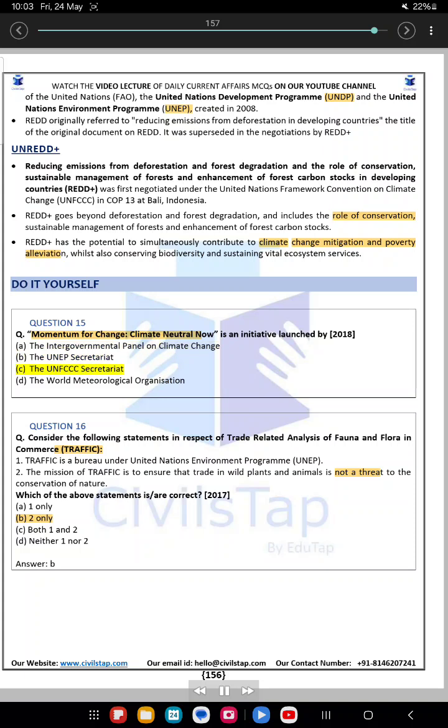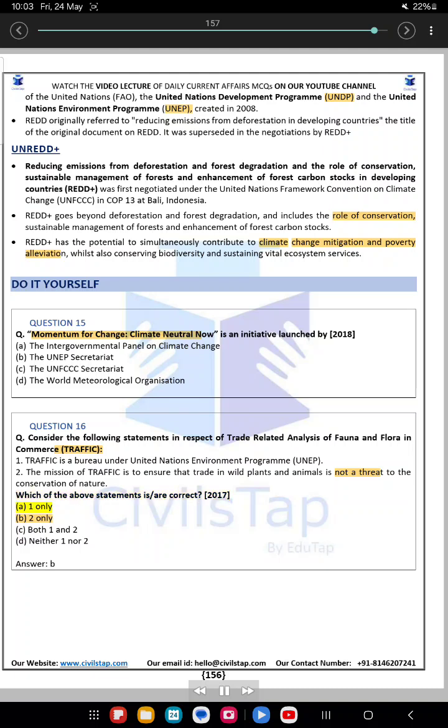The UNFCCC Secretariat. D. The World Meteorological Organization. Question 16. Consider the following statements in respect of trade-related analysis of fauna and flora in commerce, TRAFFIC. 1. TRAFFIC is a bureau under the United Nations Environment Programme, UNEP. 2. The mission of TRAFFIC is to ensure the trade in wild plants and animals is not a threat to the conservation of nature. Which of the above statements are correct?